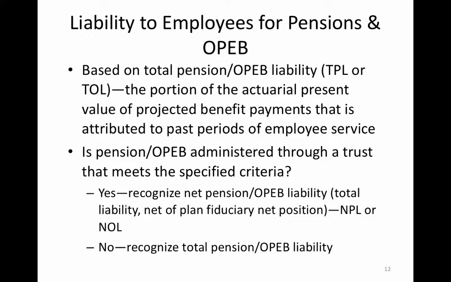For some governments, this liability is extraordinarily large. For many governments, much larger than the amount of outstanding debt they have. So this is their really big long-term liability, which up to this point they haven't been showing on the face of the financial statements. Now they're going to put it on the face of the financial statements and likely have a pretty significant impact on their unrestricted net position.